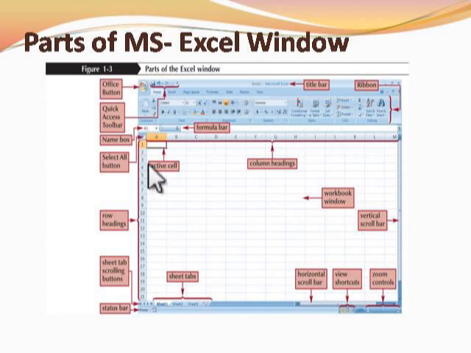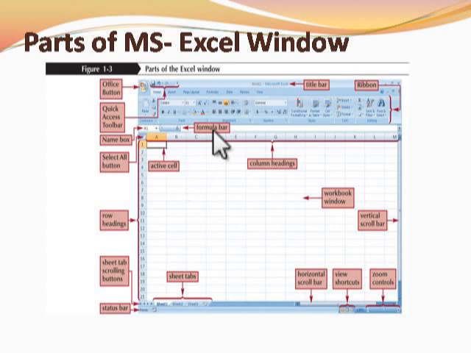Next is the cell. A cell is the most basic part of an Excel document. A cell is created at the intersection of a row and a column. The cell that is currently open and ready for editing is called the active cell.